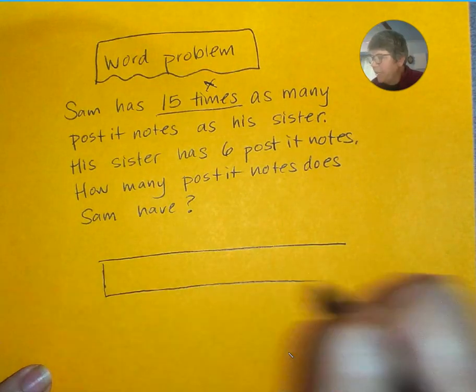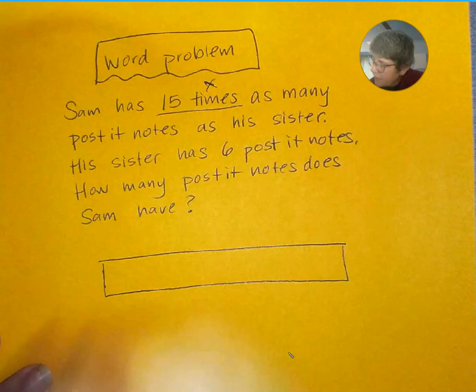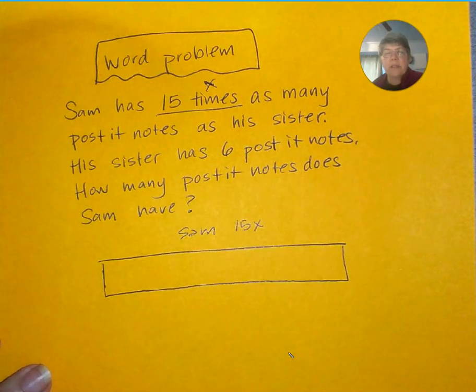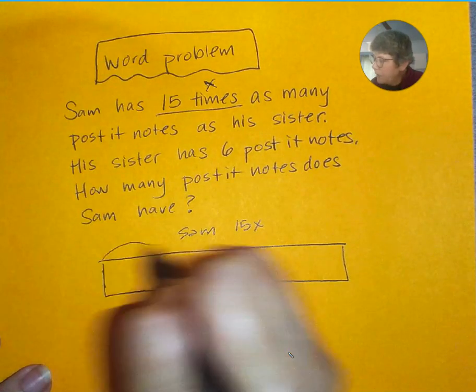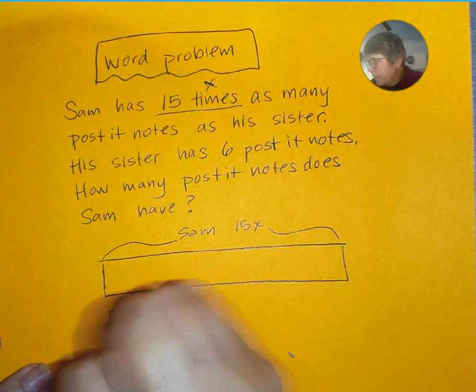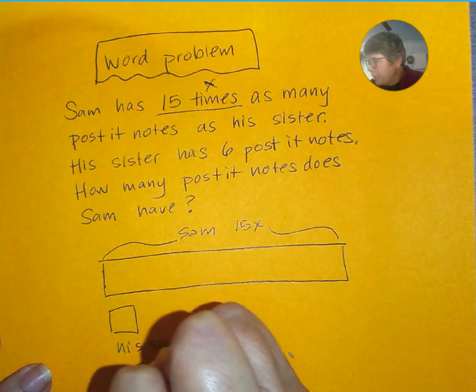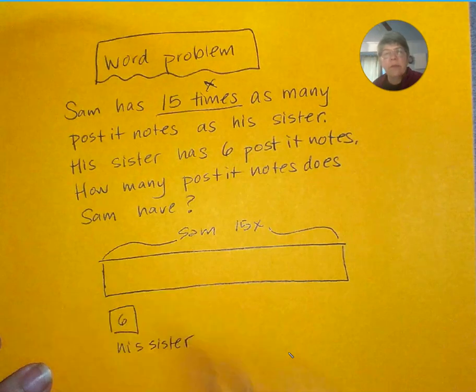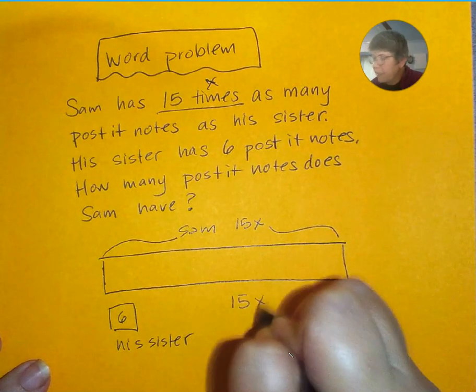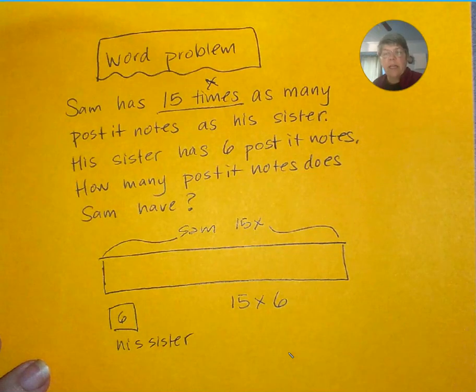So we're going to make a big tape diagram. And this is Sam, and it is 15 times as much as his sister, right? Put one of these fancy lines here. And then his sister, she has 6, right? Okay, so how do we find out how much Sam has? He has 15 times, so that would be 15 times 6. All right, now we know what the problem is from the words.